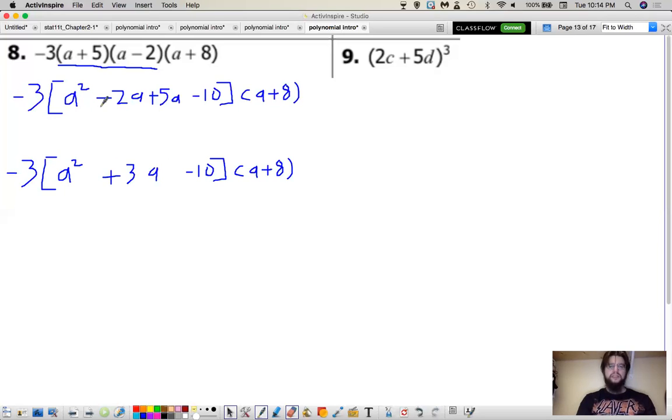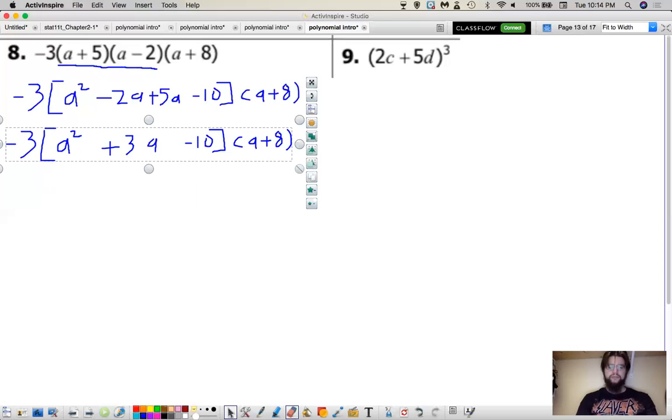What I'd usually do is I just scratch that out and put 3a. And then I'd use the distributive property again. I'd probably put the positive just so I'd emphasize a squared plus 3a minus 10. But if you need to write another step, do it. Again, it depends entirely on how comfortable you are with these. It is just the distributive property, which you've been doing for 5 years now. 6 even.